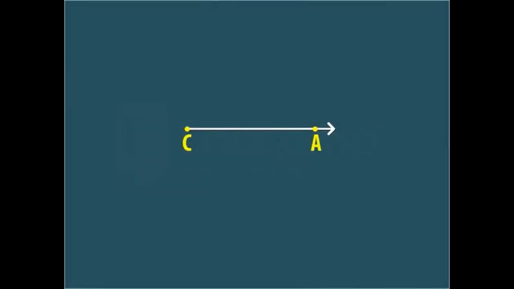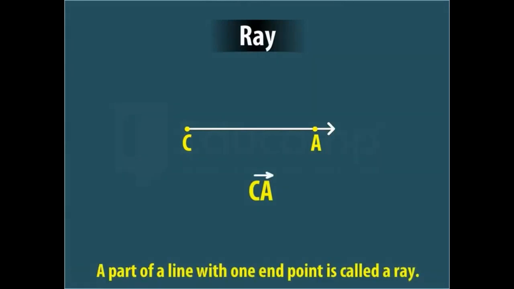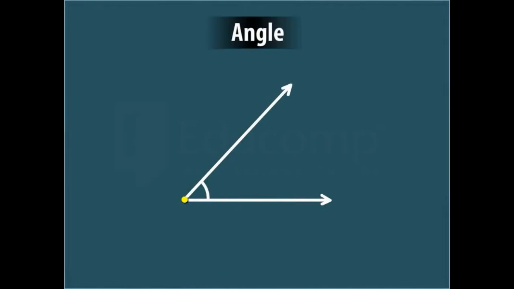A part of a line with one endpoint is called a ray. Shown here is a symbol of a ray CA. When two rays start from the same endpoint, they form an angle. The two rays are known as arms, and the same endpoint is known as the vertex of the angle.